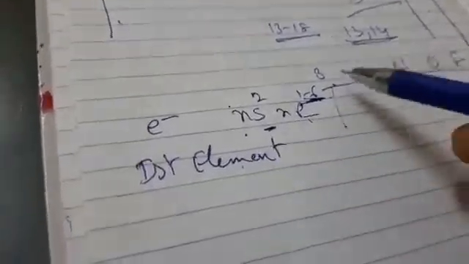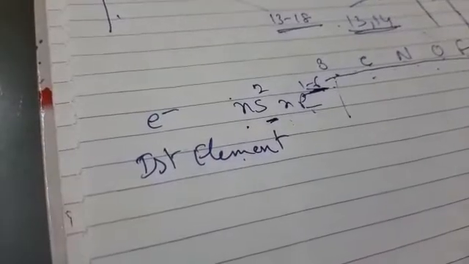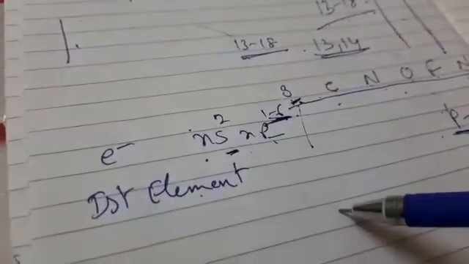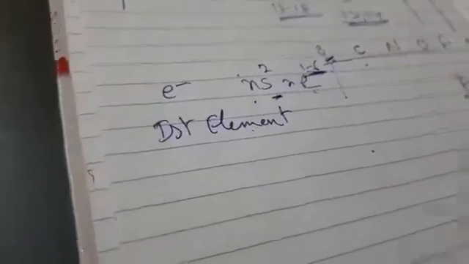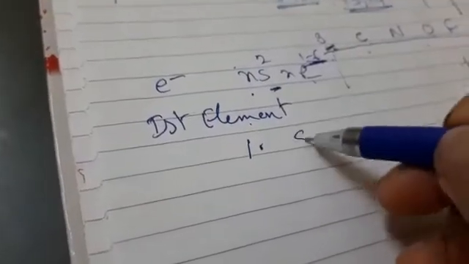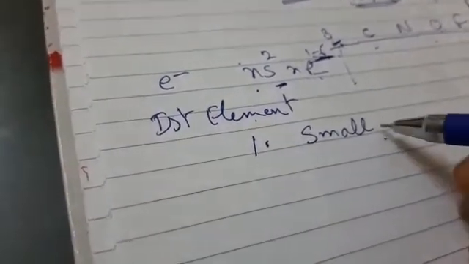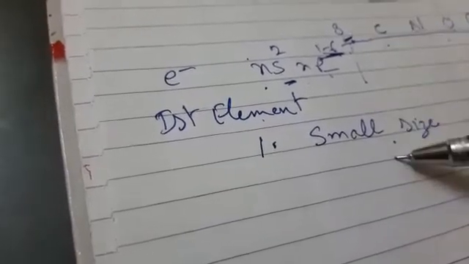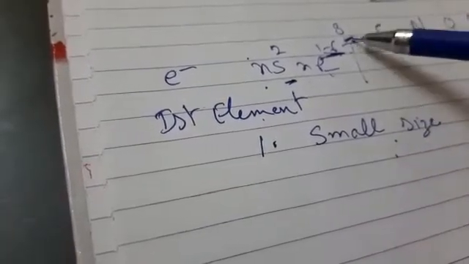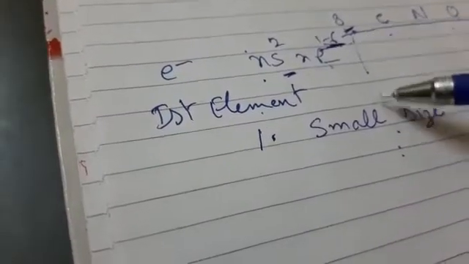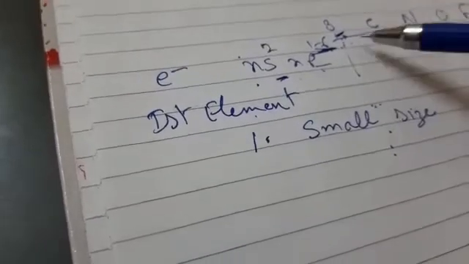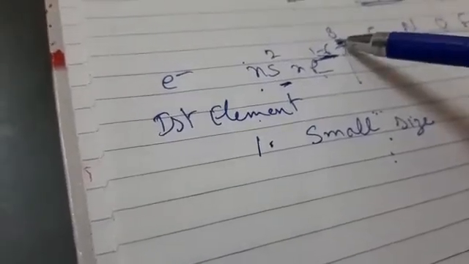Now in each group, like 13, 14 up to 18, the first element shows different behavior than the other elements. As we have done in the S block, there are 4 points why this first element shows different behavior. First one is small size. As we move down the group, the size increases because atomic number increases. With the increase in atomic number, the number of shells around the nucleus also increases. That's why the first element is small in size.